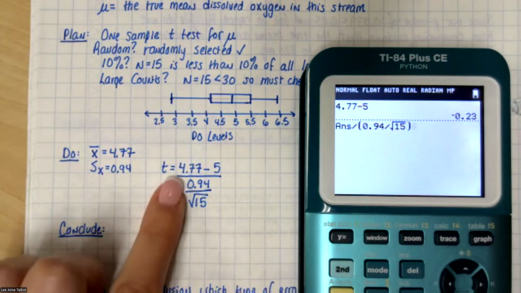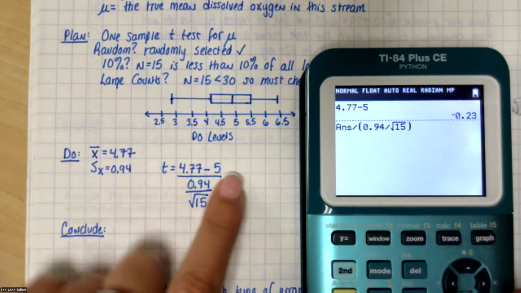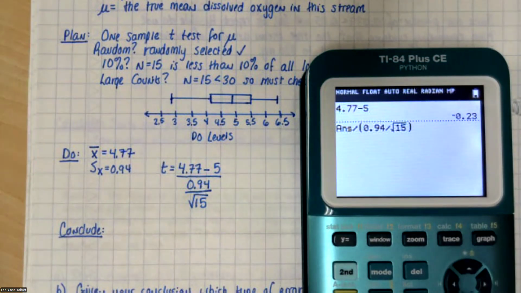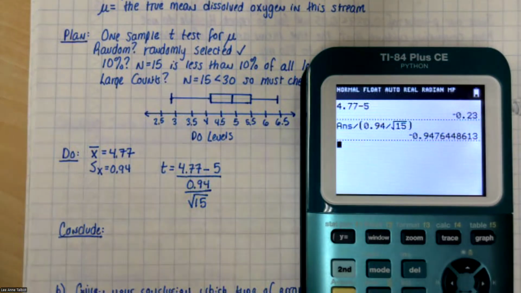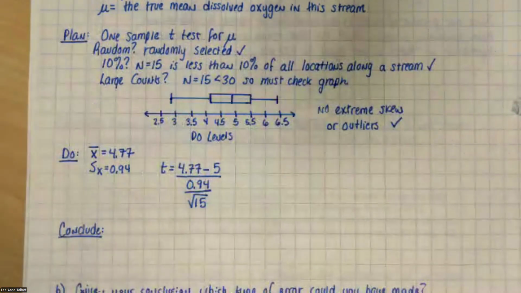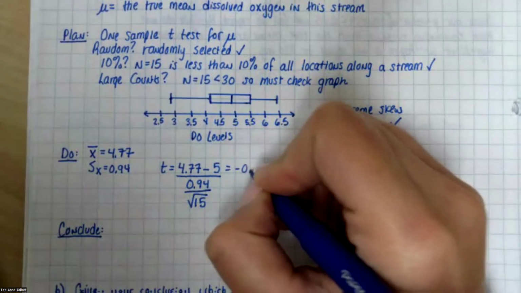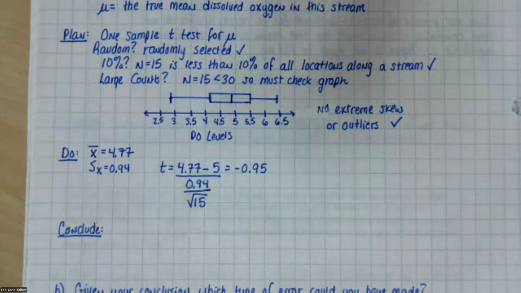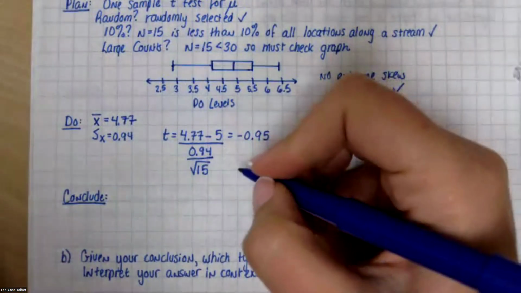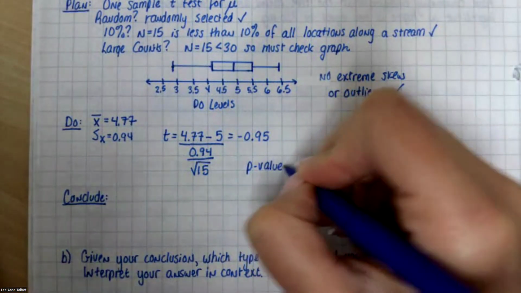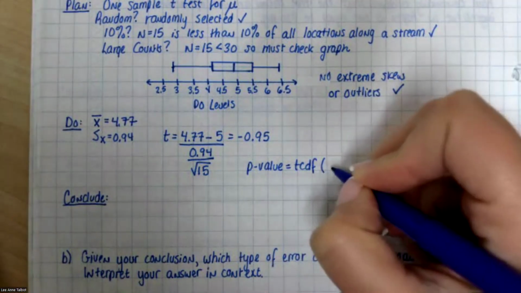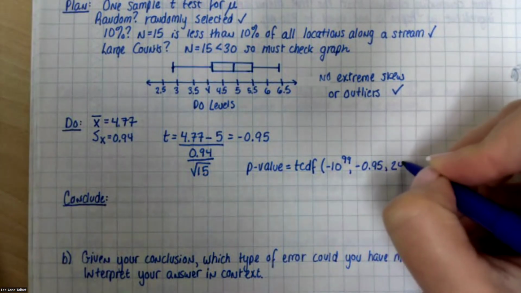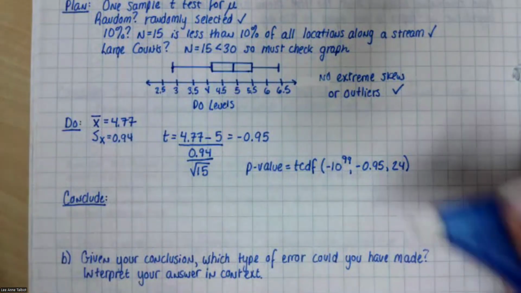So I said there's a lot of people in my fifth period class that like to find this answer and then find this answer and divide them, which is totally fine. That should be 14.